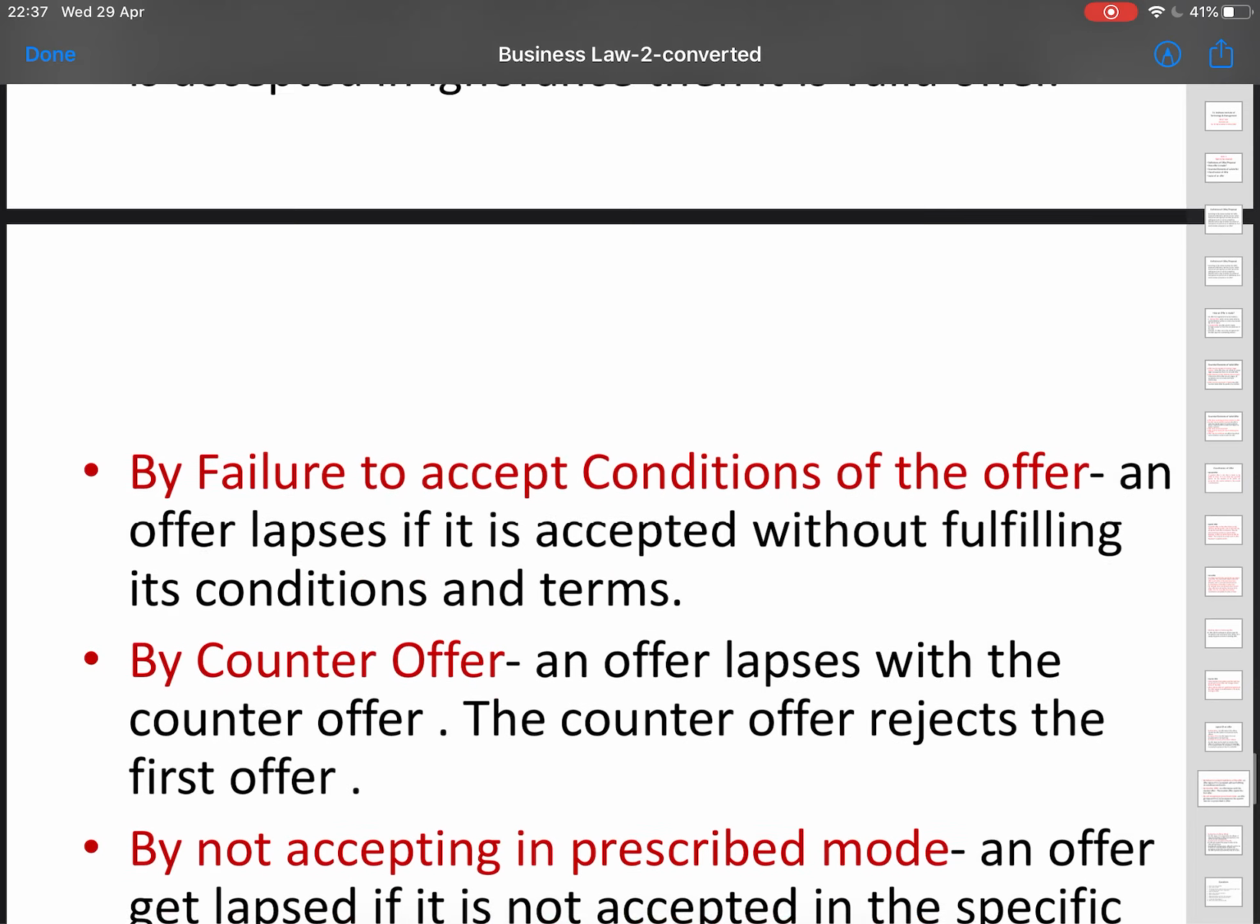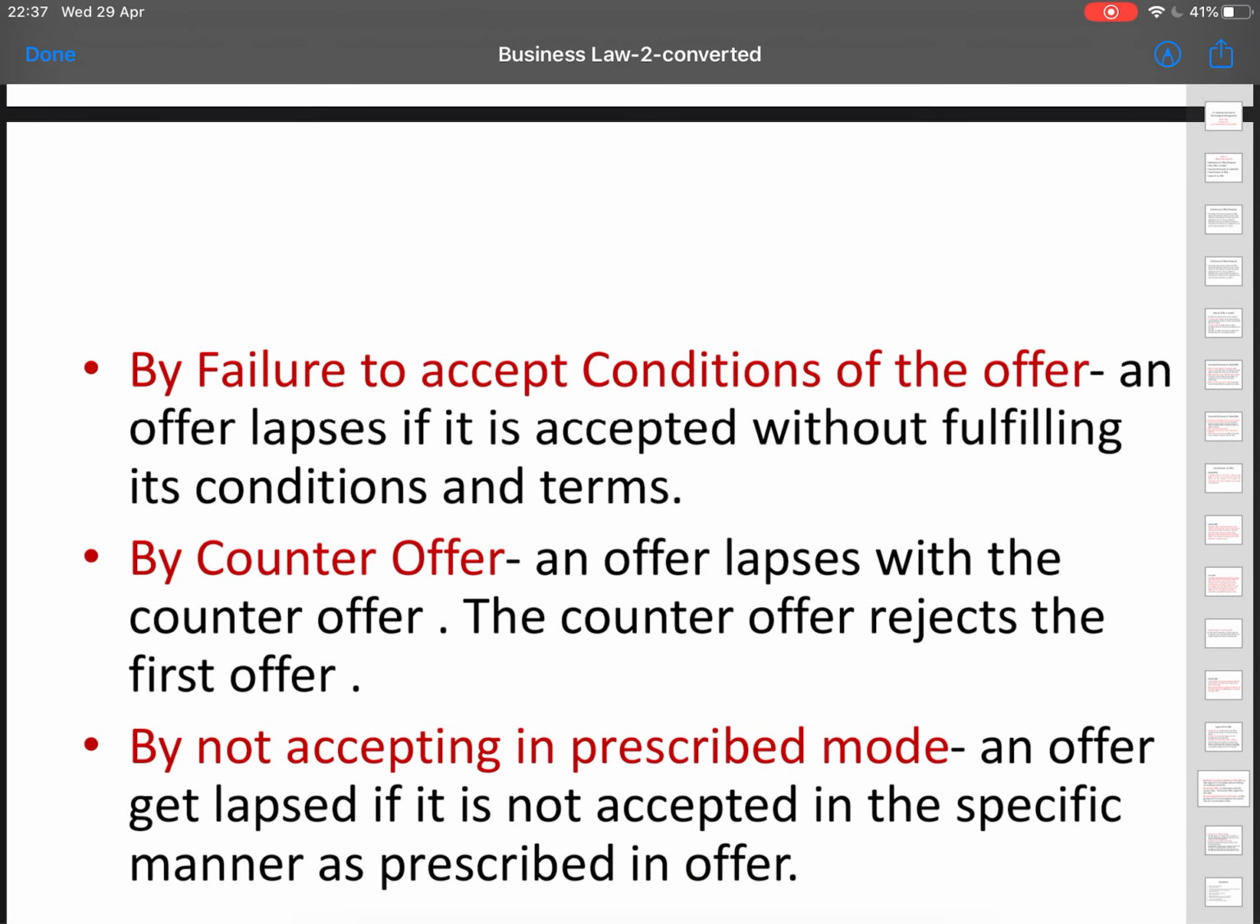The next one is by counteroffer. An offer lapses if a counteroffer is made, because a counteroffer amounts to rejection of the original offer. Counter means making a fresh offer instead of accepting the original offer. For example, X offered to sell his car to Y for 2 lakh rupees. Y said that he would buy it for 1,90,000 rupees. X refuses to sell the car for 1,90,000 rupees. Subsequently, Y offered to buy the car for 2 lakh rupees. Here, Y's offer to buy for 1,90,000 is a counteroffer which terminates the original offer.